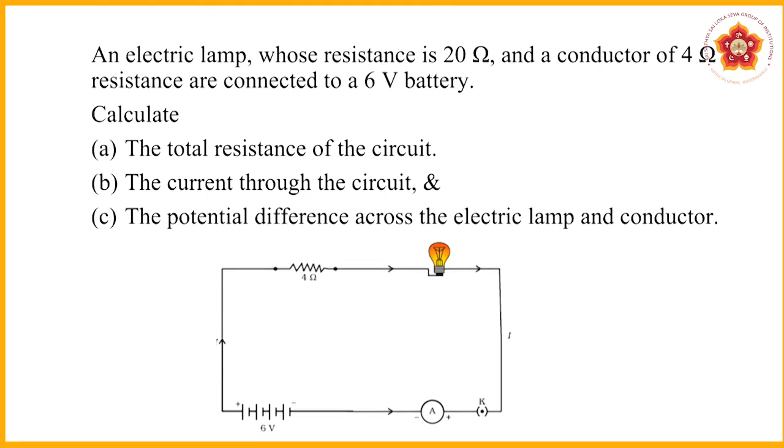Now, look at this question. An electric lamp whose resistance is 20 ohms and a conductor of 4 ohm resistance are connected to a 6 volt battery. So, there are 2 resistors, one is 20, one is 4 ohm, connected to a 6 volt battery. The circuit diagram is given. Just by a glance at this diagram, we know that this is a series circuit, because the conductor and the lamp are connected end to end. They are asking us to calculate the total resistance, the total current through the circuit, and the potential difference or voltage across the electric lamp and the conductor. Now, let us see how we solve them.